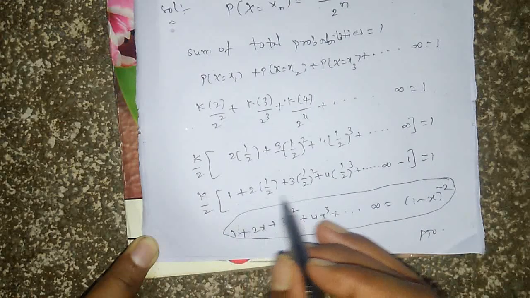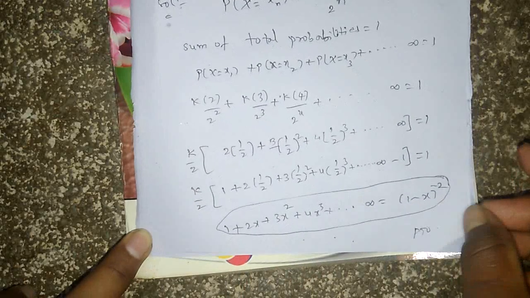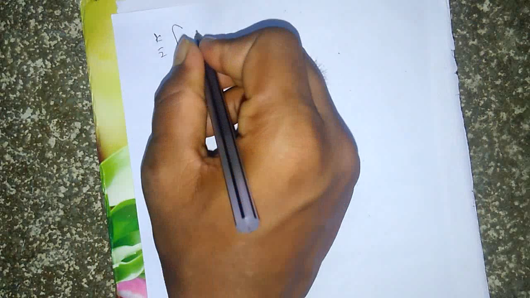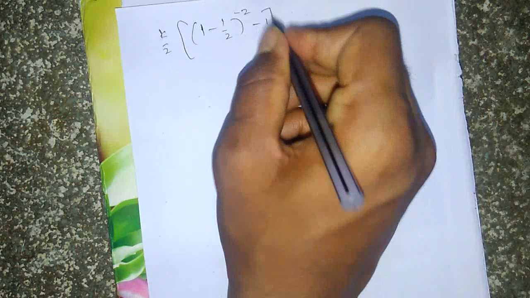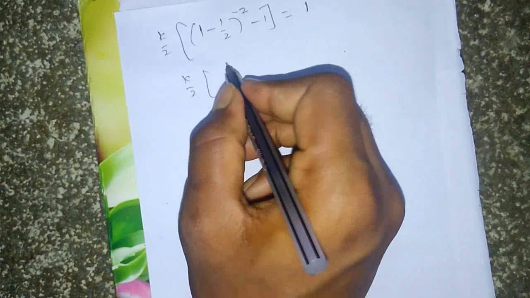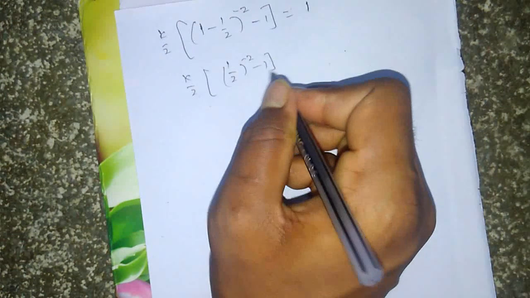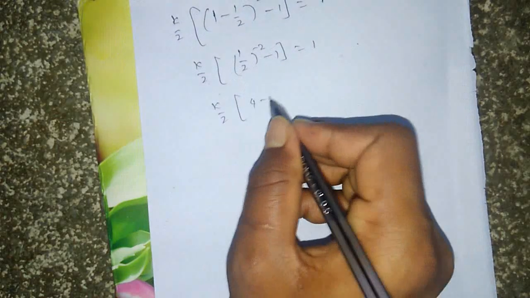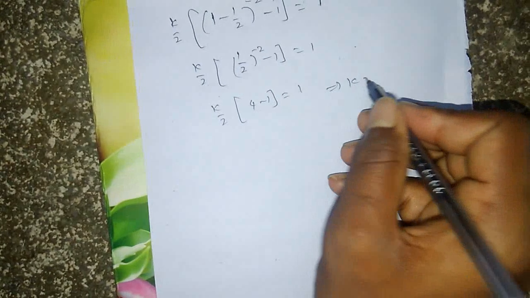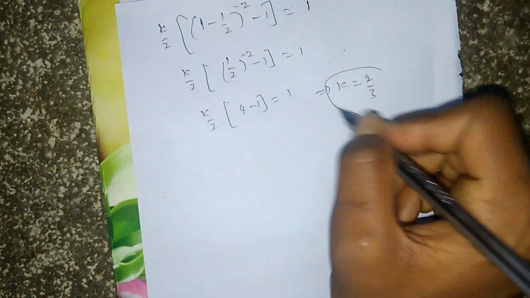So here, in the same formula, its value is 1 minus... so that is equal to k by 2 into (1 minus 1 by 2) whole power minus 2 minus 1 is equal to 1. That is k by 2 is equal to (1 by 2) whole power minus 2. K by 2 is equal to 2 power 2, that is 4 minus 1 is equal to 1. Implies k is equal to 2 by 3.